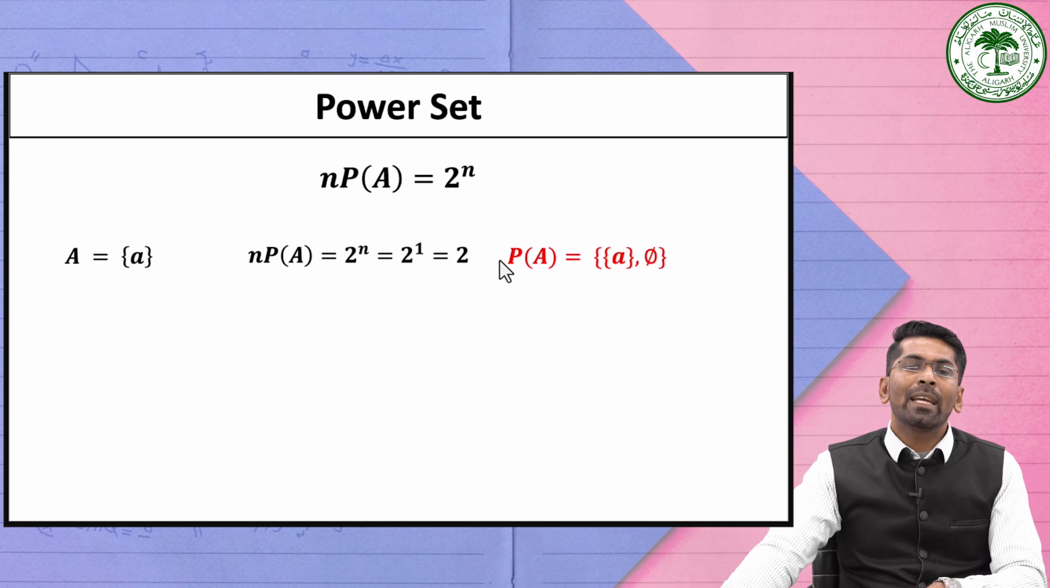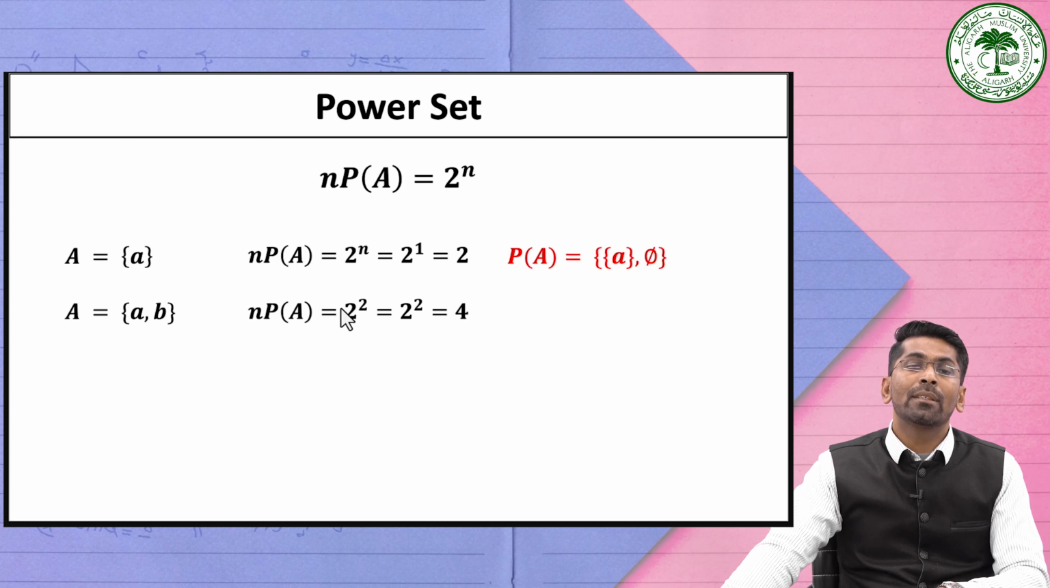Similarly, we can say that the power set has 2 elements, set A and phi. Now consider this set A having 2 elements, how do we find how many possible subsets there are?